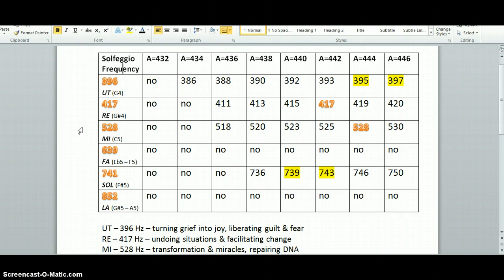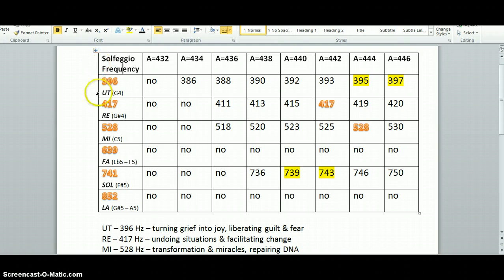Solfeggio is basically a sight singing method of learning to read music. So anyone who's had ear training in college has probably been subjected to the torture of solfege. Some people might not say that, but many of my students used to complain about that.